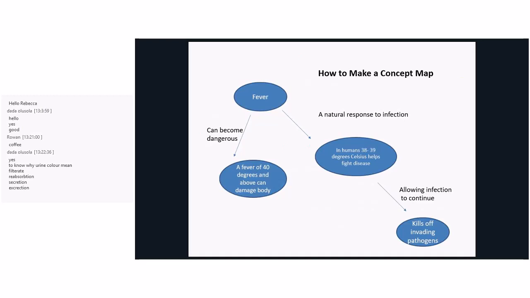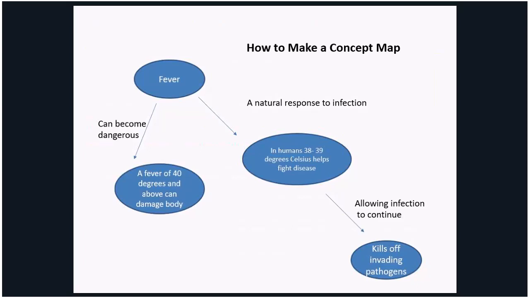So the assignment in this unit is making a concept map. So this is a very basic example of one. So starting with a fever, and then this concept map is saying it can be dangerous if it's 40 degrees and above, so it can actually damage your body cells. And then it makes a connection between, in humans, 38 to 39 degrees Celsius, that can actually help fight disease. And then it gives this a natural response to infection between this arrow. And then it's making a connection between killing off invading pathogens. So part of what a fever can do with this temperature is to kill off invading pathogens.